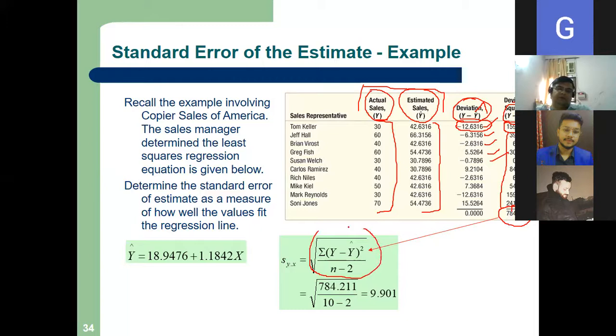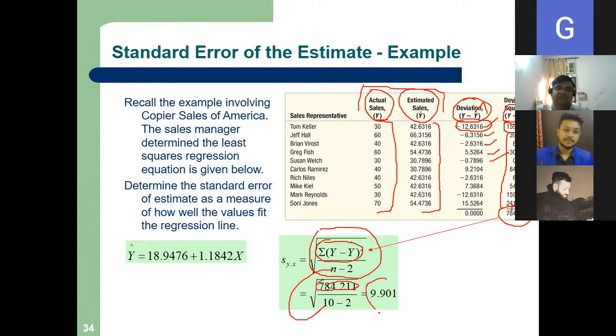This is our formula: root over sigma (y minus y hat) whole square divided by n minus 2. So we know this numerator, how much it came? It is 784. Put the value. What is our n? 10. Very good.